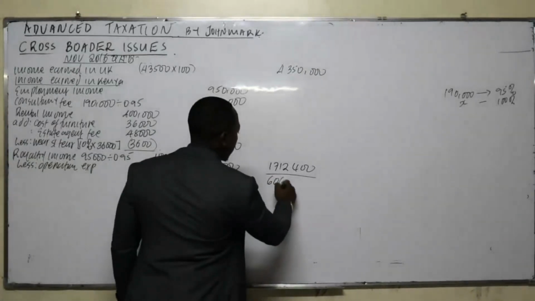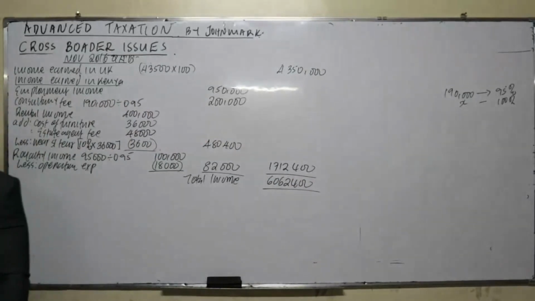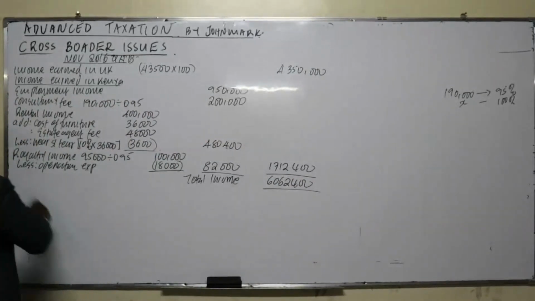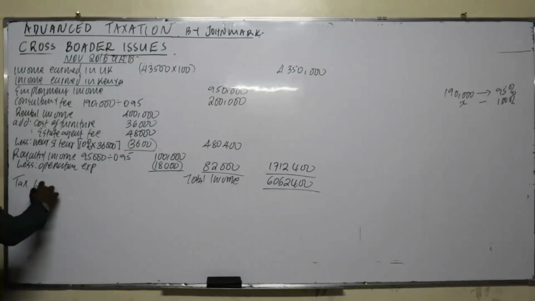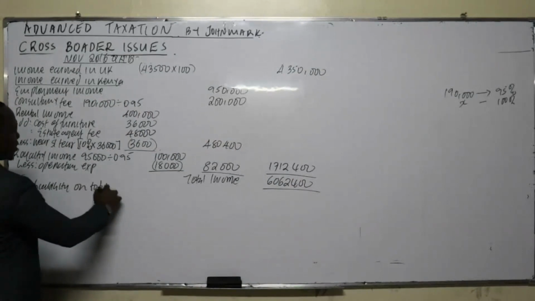$60. Yeah. So the total income is 62,400. The other step, now we can determine the tax liability on total income.